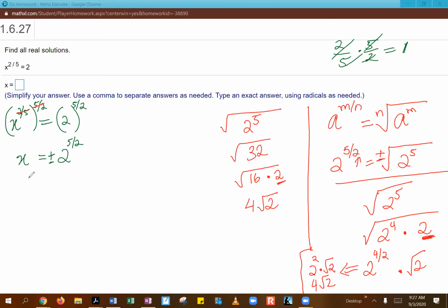Again, remember we have one positive, one negative root. So when you clean this up, you end up getting plus or minus 4 square root of 2. But if you don't remember that the bottom number was an even number and we have a square root, and you forget to do the positive and negatives, obviously MyMathLab will count that as being wrong. So just be careful about that.